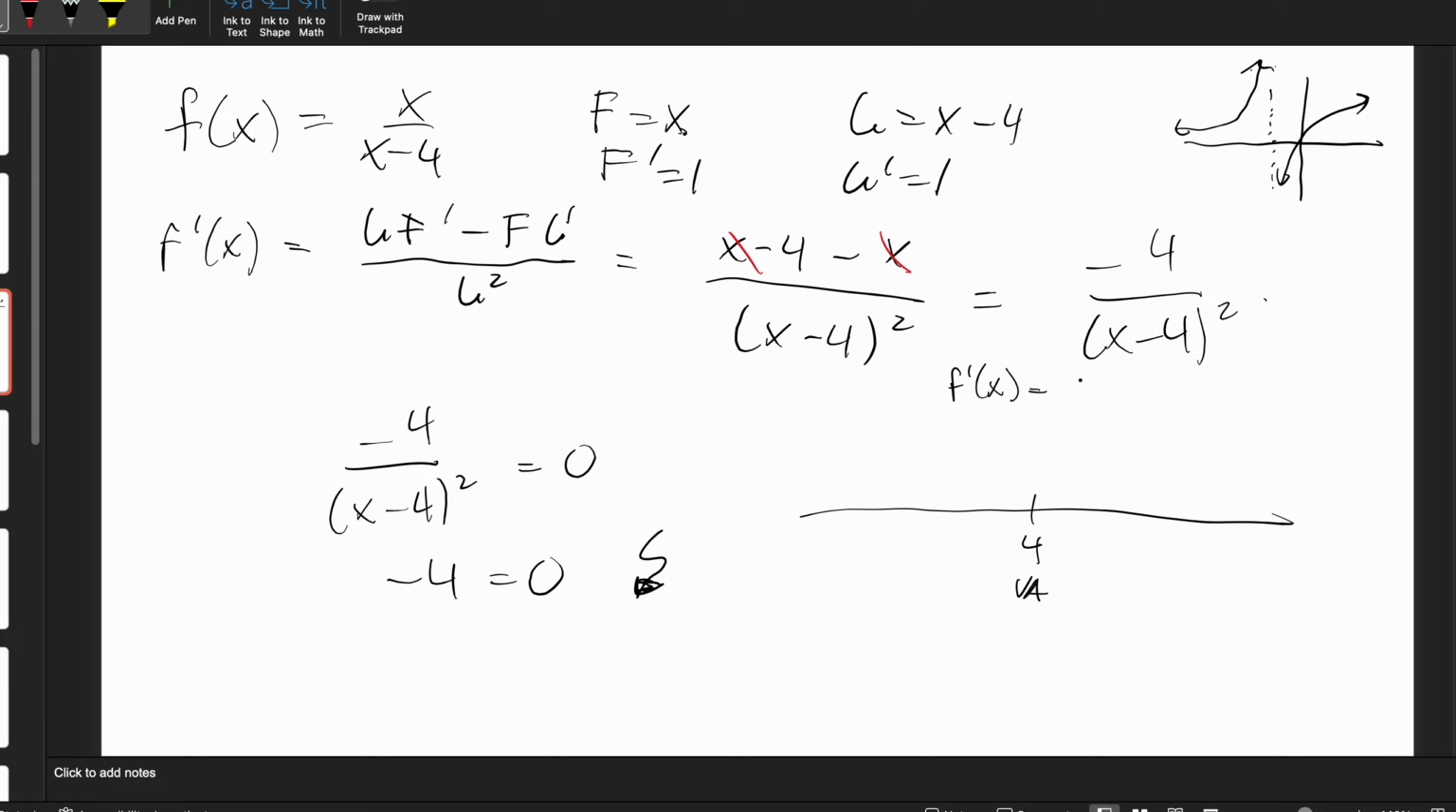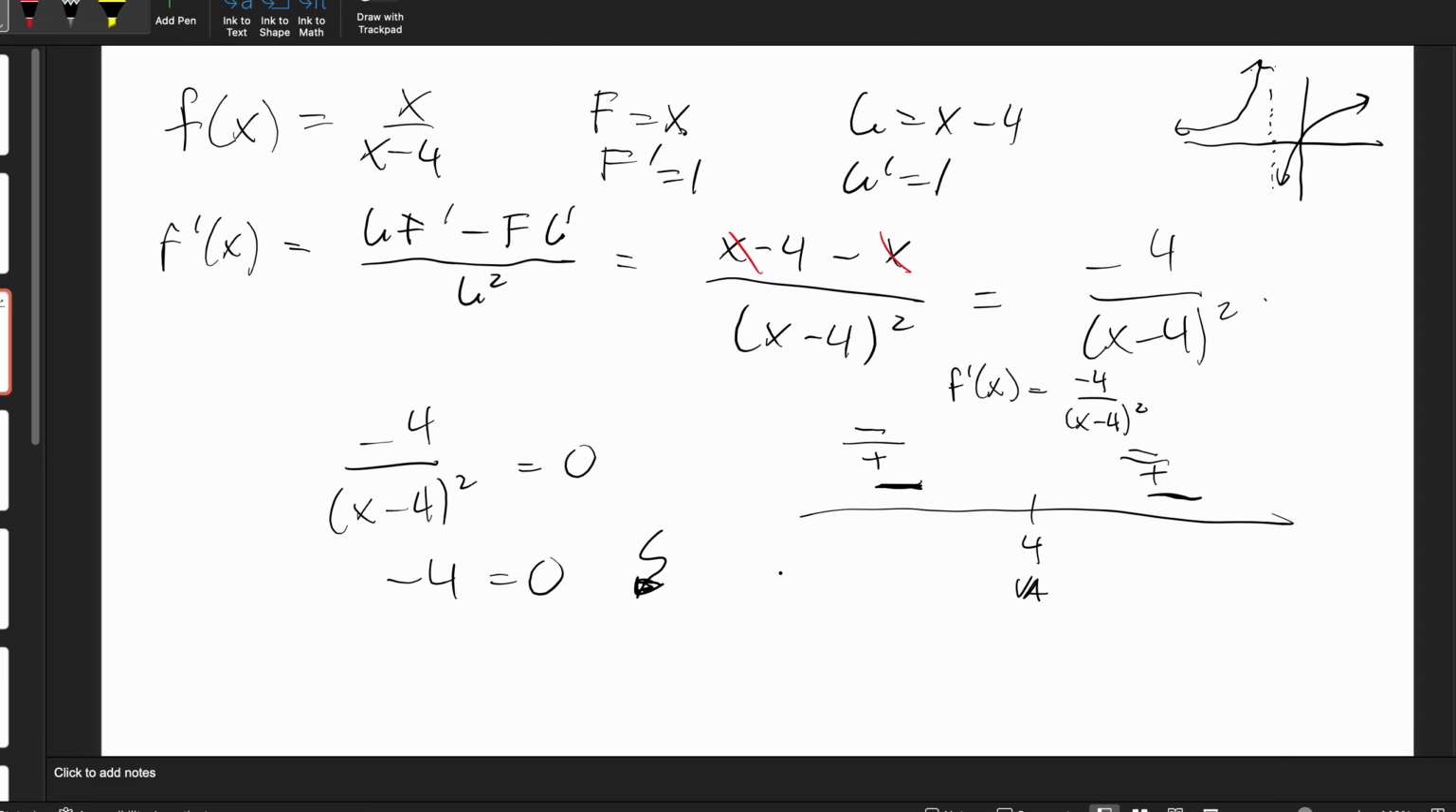Remember that my f prime is minus 4 over x minus 4 squared. I'm going to plug in values to the left and to the right of that. So to the left, if I plug in, let's say, minus 100, I get negative over positive, which is a negative number. To the right, if I plug in 100, again, I get a negative over a positive. A square is always going to be a positive, so negative over positive is negative.